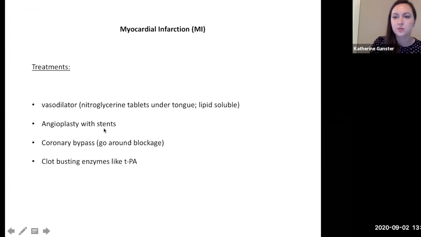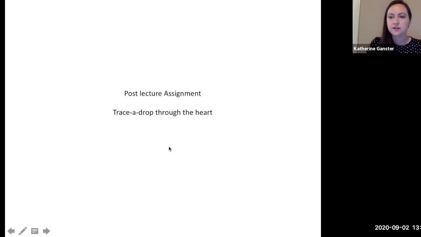Angioplasty with a stent. This is what I just showed you with the balloon and the mesh network, opening that blood vessel back up. Another treatment would be a coronary bypass. This is when you go around the blockage rather than fixing the blockage. And you'll be looking at that in more detail in lab. And lastly here is if it happens to be due to a blood clot, you can give a clot-busting enzyme like tissue plasminogen activator.